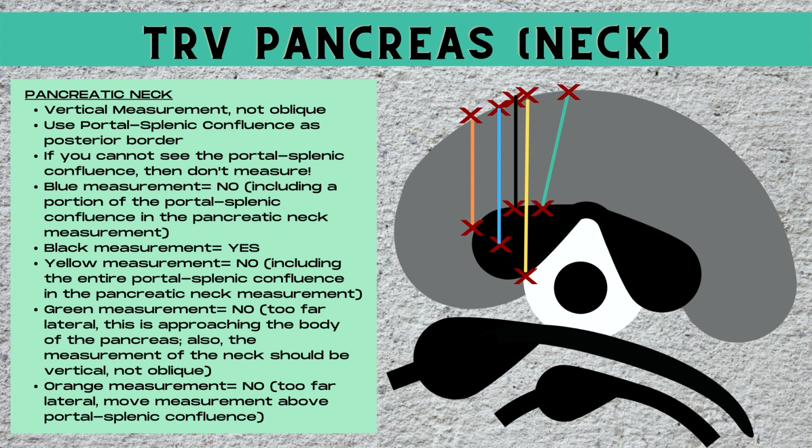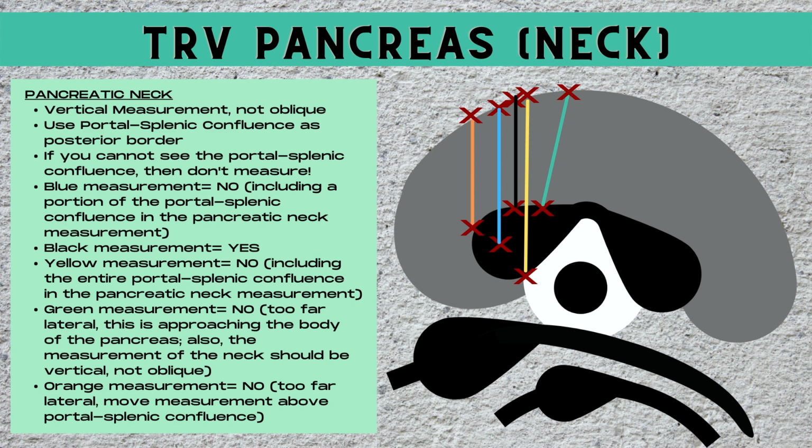The blue measurement is a no. This measurement is including a portion of the portal-splenic confluence vessel in the pancreatic neck measurement. The black measurement is the correct way to measure the transverse pancreas neck, as it's vertical in nature, and it does not include the vessel in the measurement. The yellow measurement is a no. This is including the entire portal-splenic confluence in the pancreatic neck measurement.